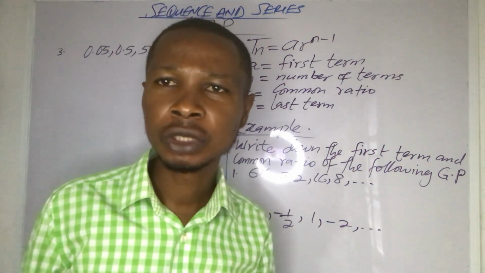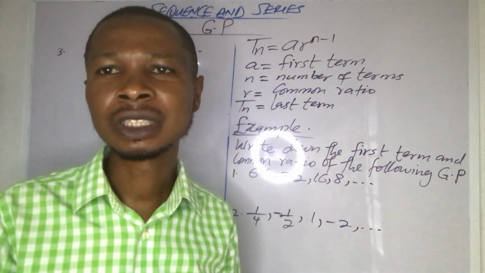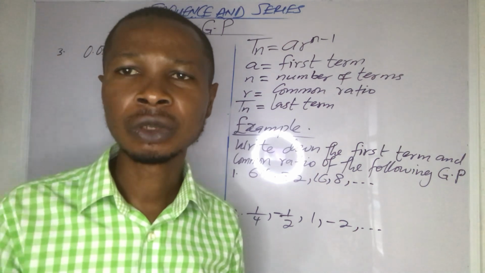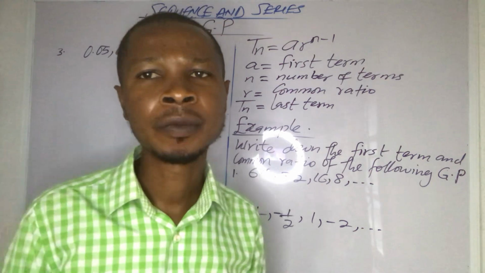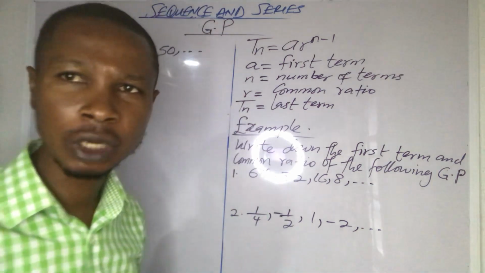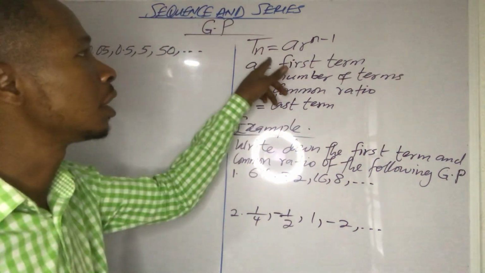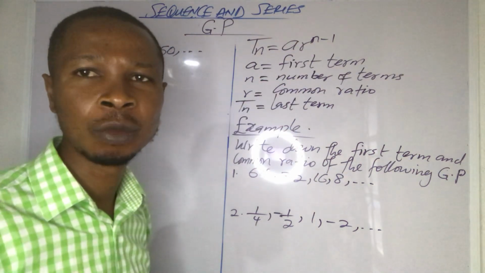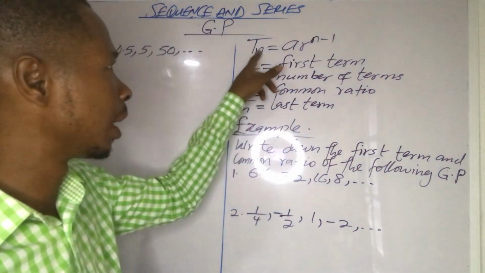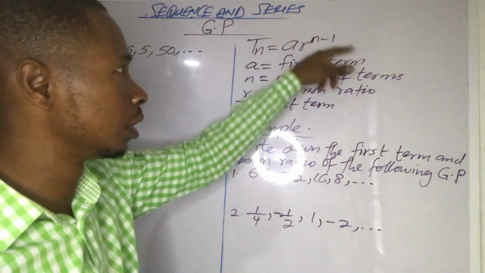Now, what is the common ratio? This is the ratio of the second to the first term, or the third to the second term, or the fourth to the third term. And the general term of a geometric progression is given by Tn is equal to Ar^(n-1).